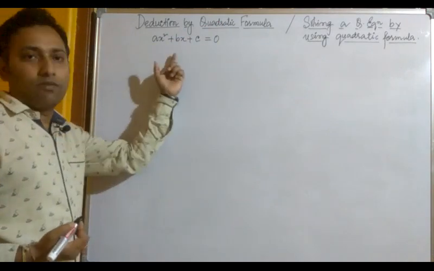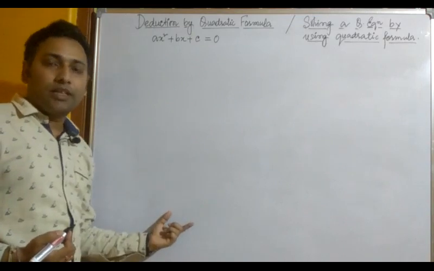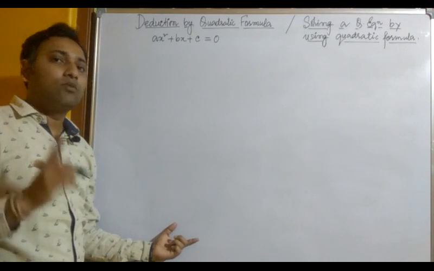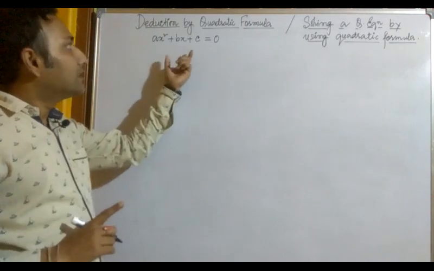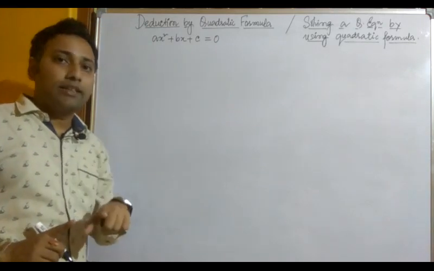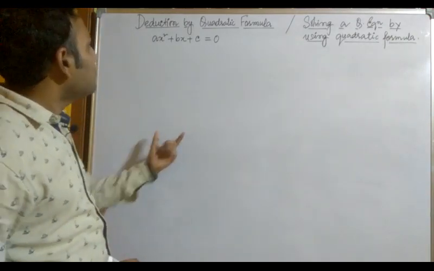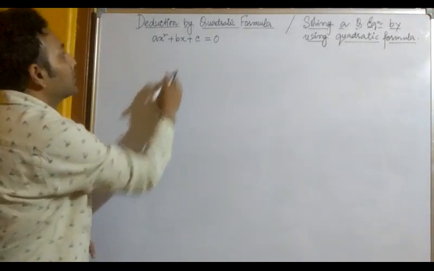Now if I solve this standard form, I will get a standard solution. That standard solution can be considered as a quadratic formula. Now to solve this standard form, we will use the method of completing square that I have taught you in the last class. So it will be very easy for us. So let's begin with the completing square method.